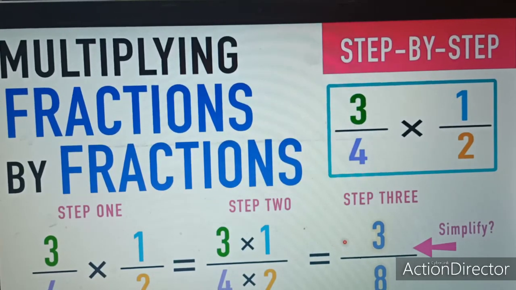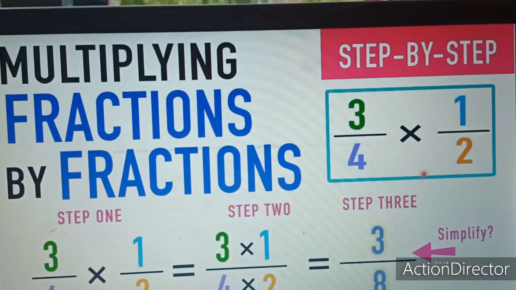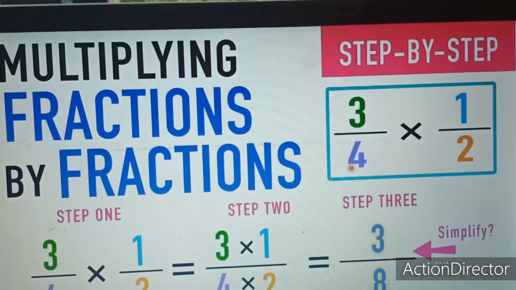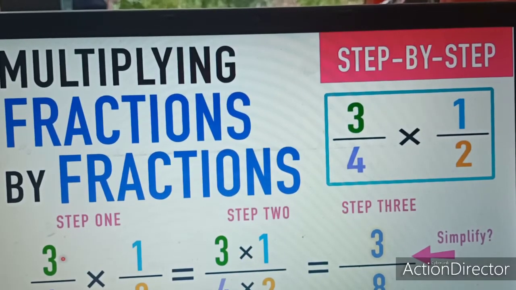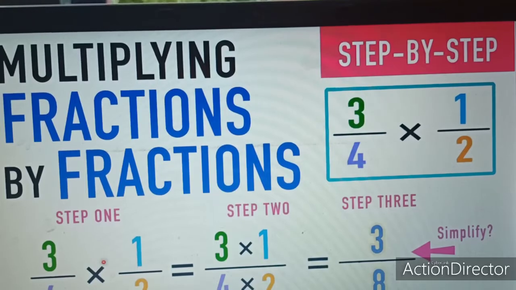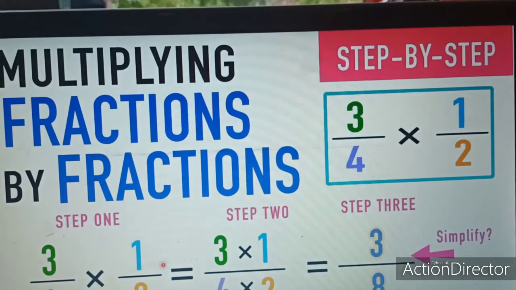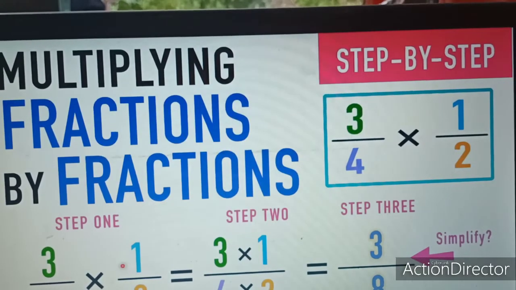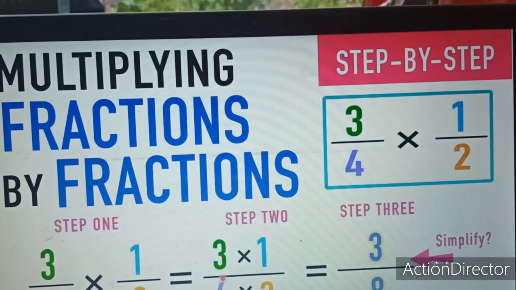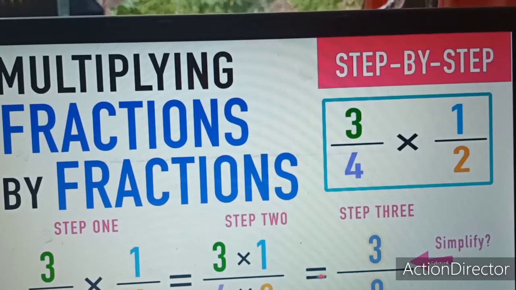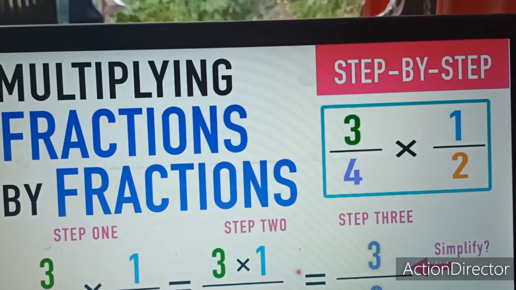In case 1 we are multiplying by a whole number. In case 2 it is again a fraction. This 3 by 4 is a fraction and 1 by 2 is also a fraction. So step 1 is to write it as it is. Before moving on to step 2, you see whether any number can be cancelled. There are no numbers getting cancelled, so we will multiply the numerators and multiply the denominators. After getting the answer, it is a proper fraction. When you have a proper fraction, there is nothing to be simplified.